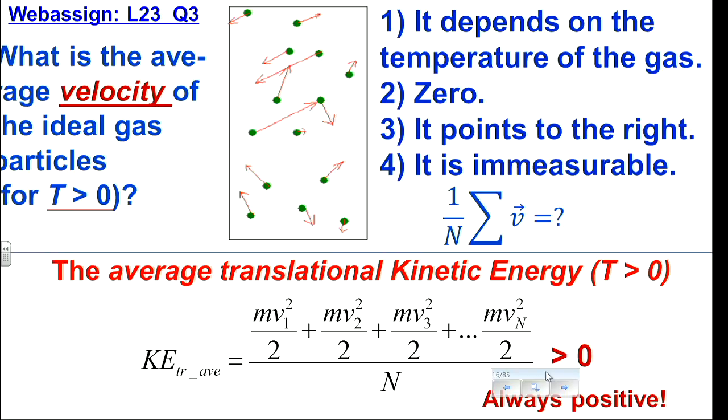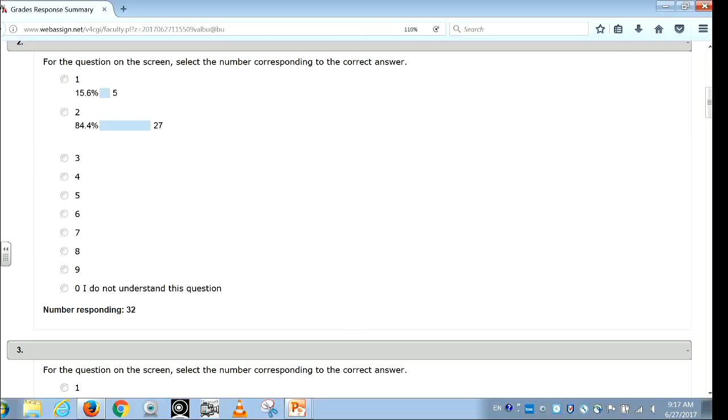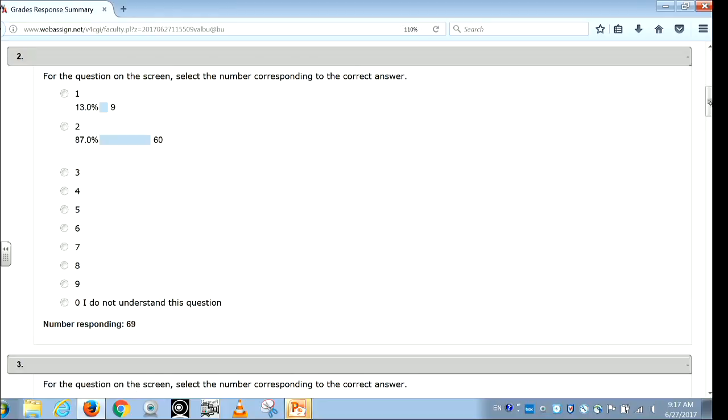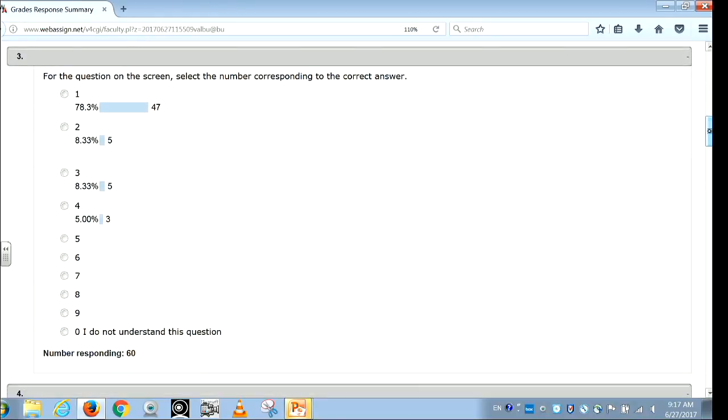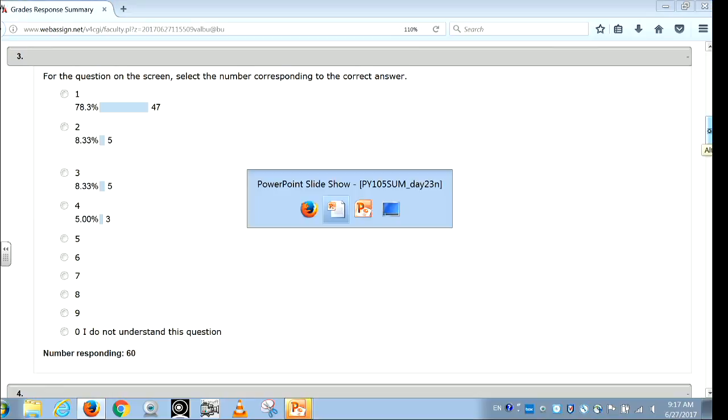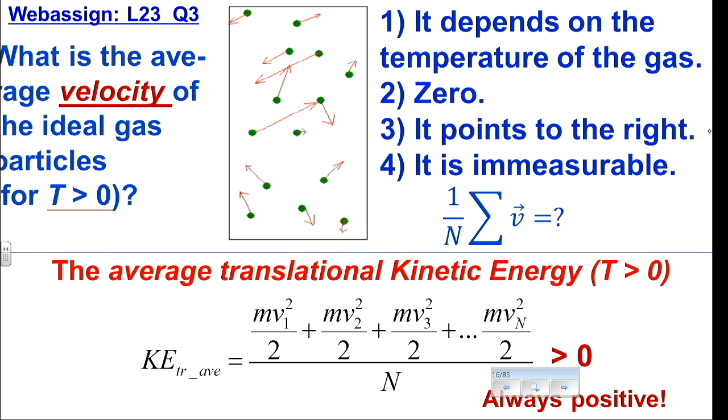So the question is, what do you think about average velocity? Average velocity. What is a velocity? What does it describe? And what properties does it have? What is so special about velocity? What's the difference between, say, velocity and speed?